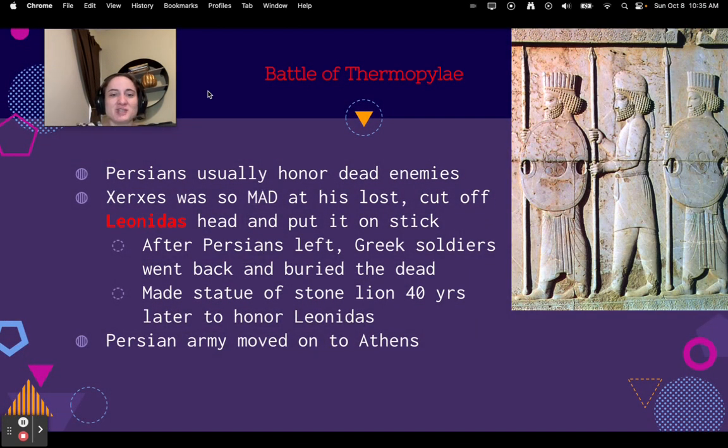The Persians usually honor their dead enemies, but Xerxes was so mad at his loss of 20,000 soldiers that he cut off Leonidas's head and put it on a stick, which was very unheard of in Persian culture. After the Persians left, Greek soldiers went back and buried the dead, and they made a statue of stone of a lion 40 years later to honor Leonidas. And the Persian army moved on to Athens.